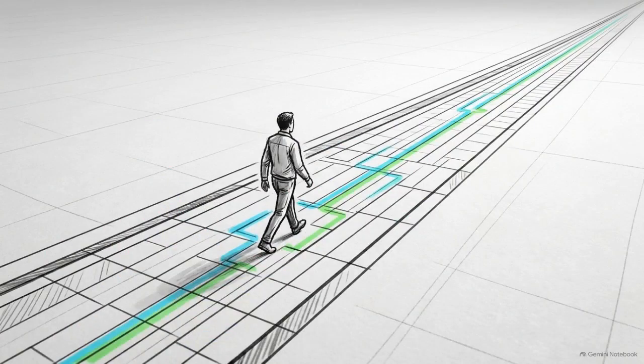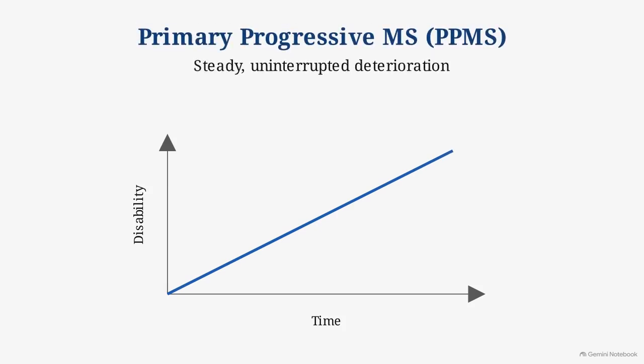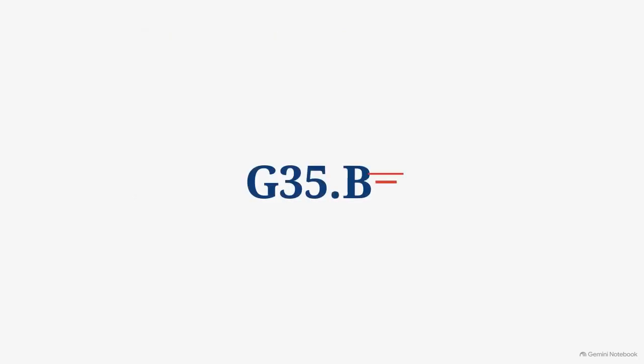A smaller group of patients present with primary progressive MS, which follows a different structural path. In this manifestation, there are no definable periods of remission. The disease moves in a straight line of steady neurological deterioration from the onset. This decline maps to the G35.B code series, where a 6th character identifies the current activity of the disease.